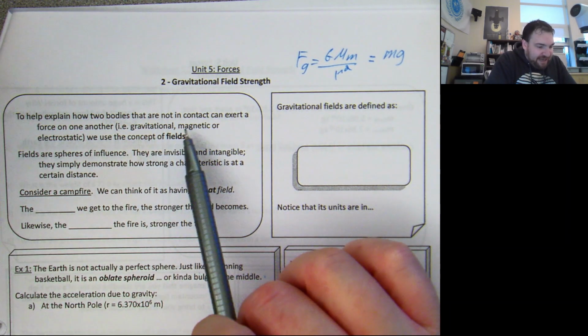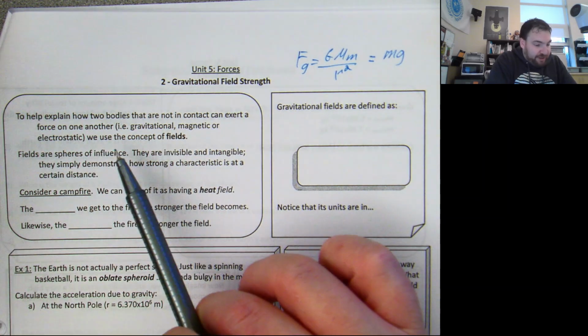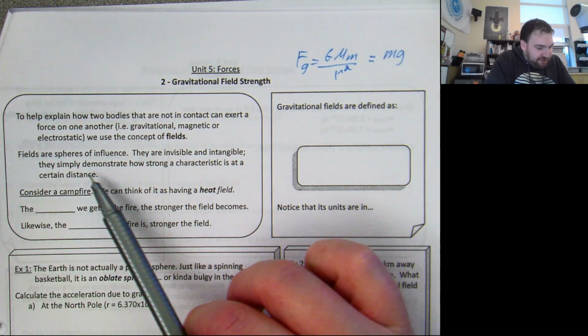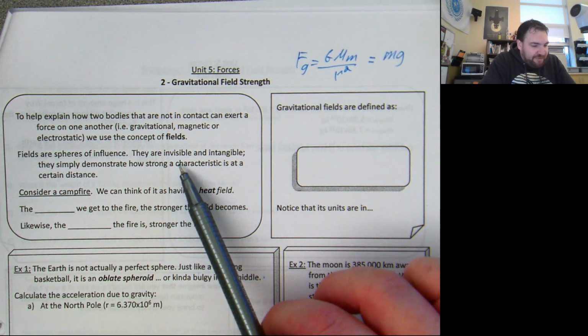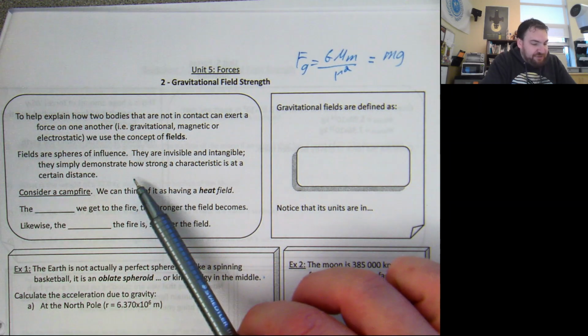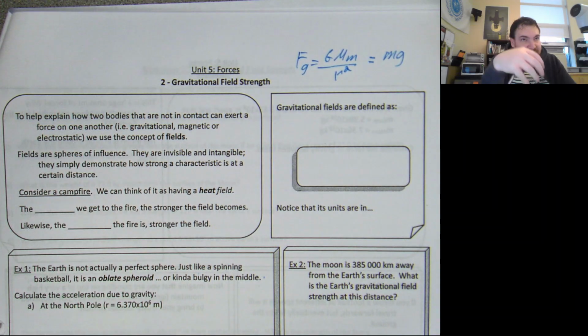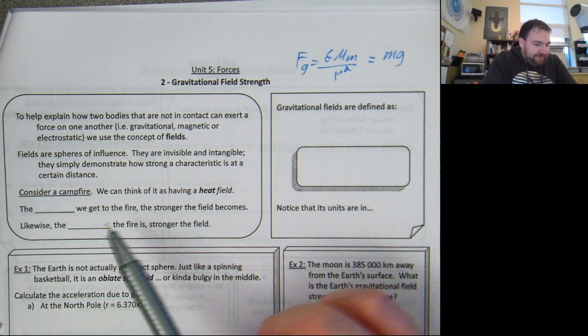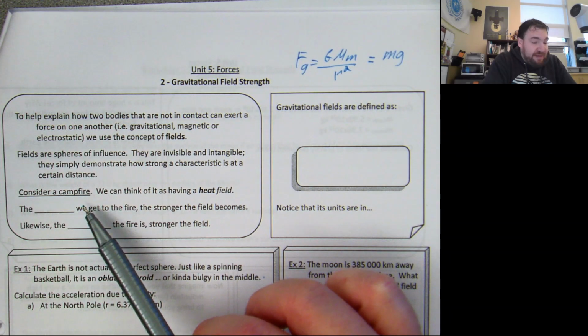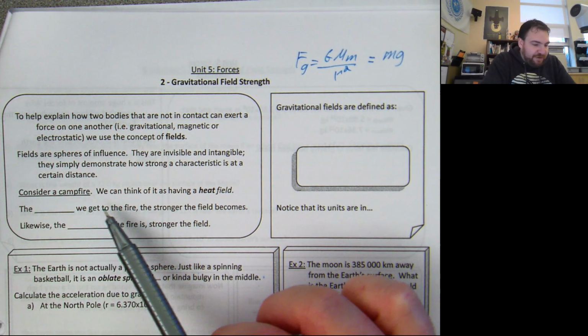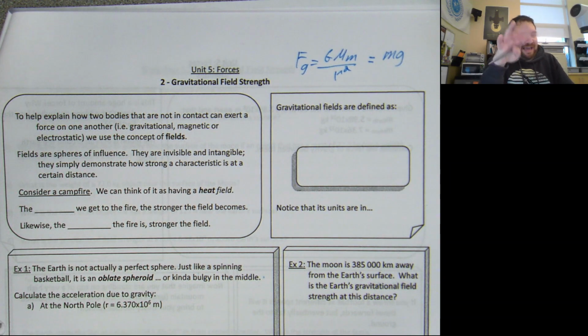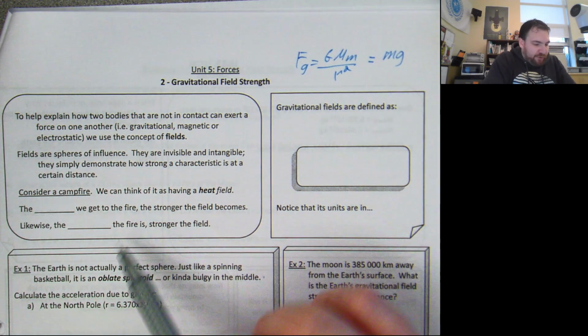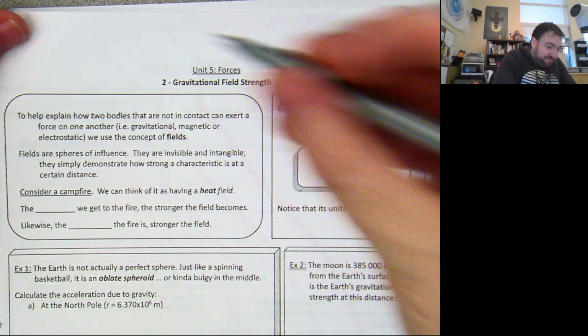So to help explain how two bodies that are not in contact can exert a force on one another, we use this idea of fields. Fields are spheres of influence. They're invisible, intangible. They simply demonstrate how strong a characteristic is at a certain distance away from a particular object. The example I give you here is the idea of a campfire having a heat field. You can feel the effects of a fire without actually feeling the fire itself, and as you get closer, obviously it gets warmer. As you get further away, you're going to cool down. Gravity is the same kind of idea.